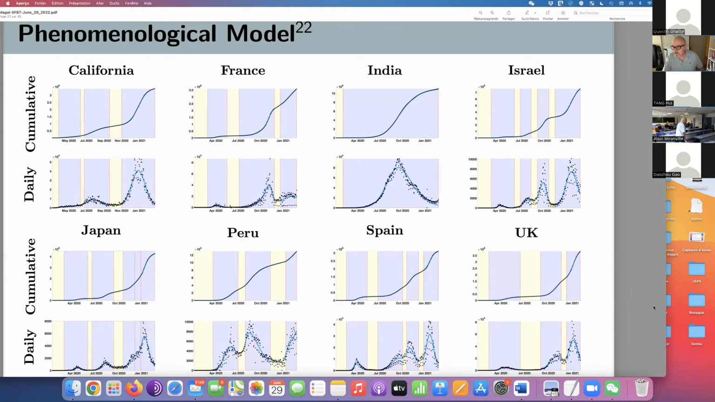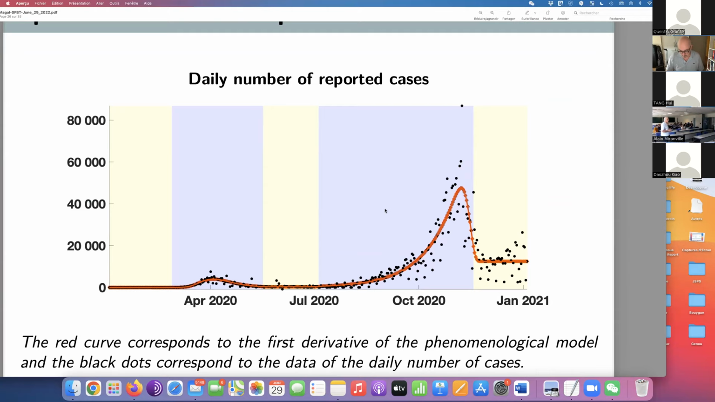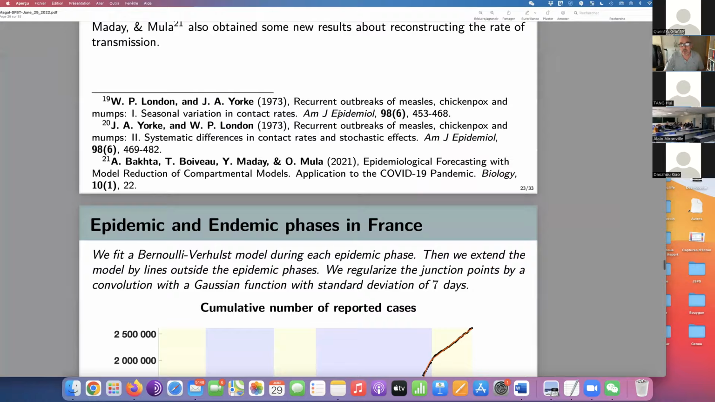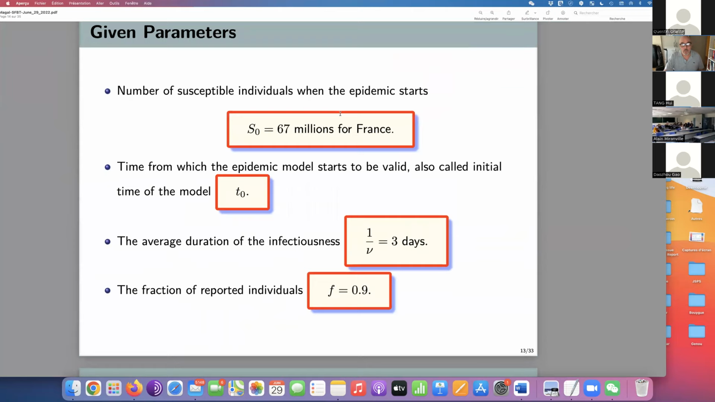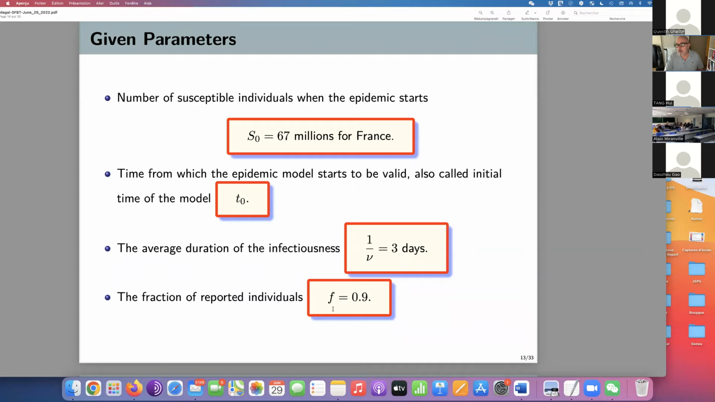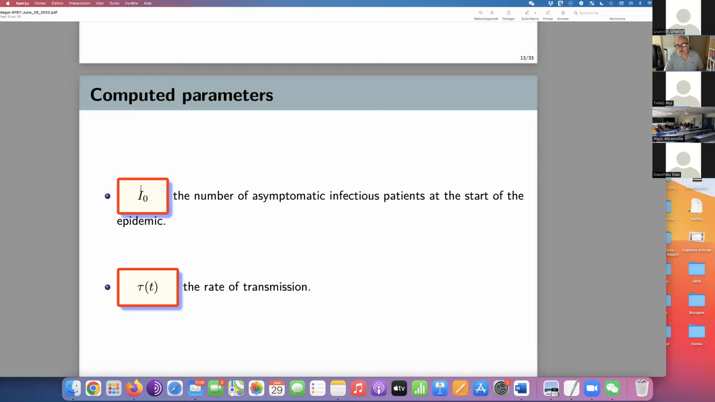Have you estimated the value in the formula for the R0? Yes, sure. We estimate the transmission rate. Like I mentioned earlier in my talk, we fix S, tau zero, 1/(u) and F from the beginning, and in the formula for R0 we estimate I0 and tau of t. I0 is also important, by the way. But in the formula for R0, we need to estimate tau of t, which is key. So that's to answer.